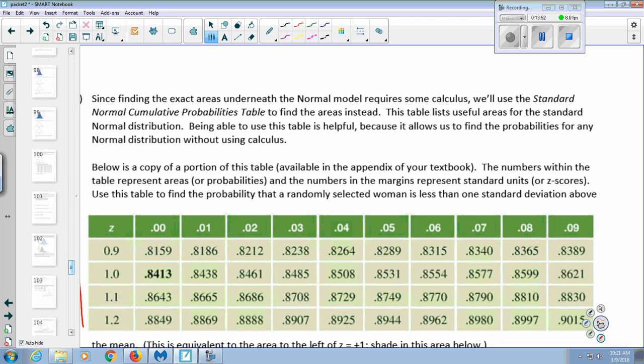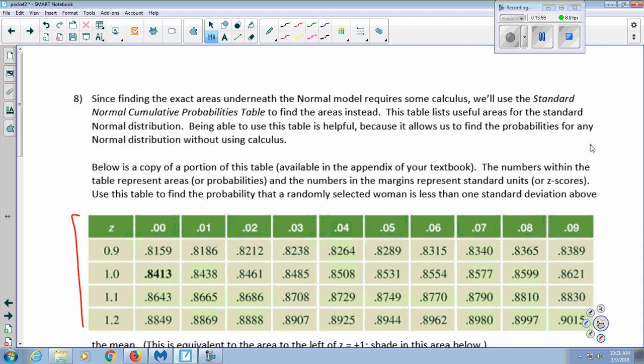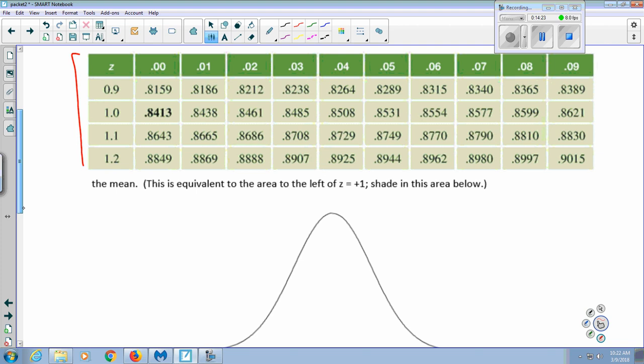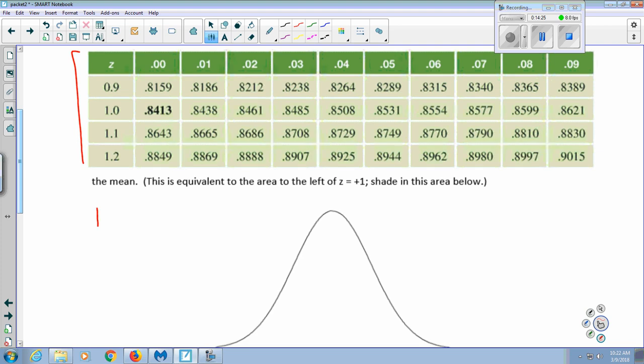Below is a portion of the table that I told you is in the back of your textbook and the back of your packet and will be included on the test. The interior numbers represent areas under the curve and probabilities. The margin numbers give us our z-scores. So just a minute ago, we calculated that we were interested in finding the probability that z was less than 1, right? The probability that z was less than 1.